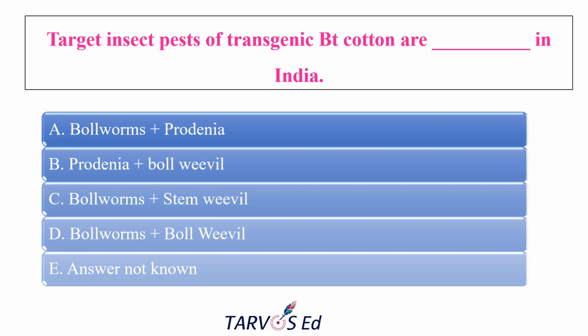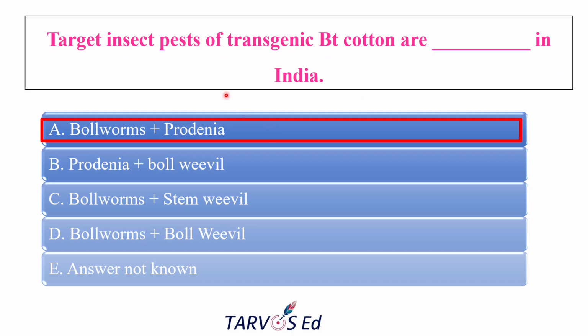Target insect pests of transgenic Bt cotton in India. So this is the question. The options given are bollworms plus Prodenia, which is the noctuid moth, like we can call Spodoptera, right? And Prodenia plus boll weevil, bollworms plus stem weevil, then bollworms plus boll weevil, and finally none of the above. The correct answer is bollworms plus Prodenia.